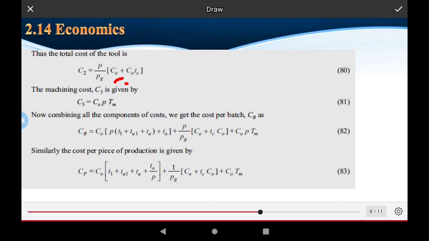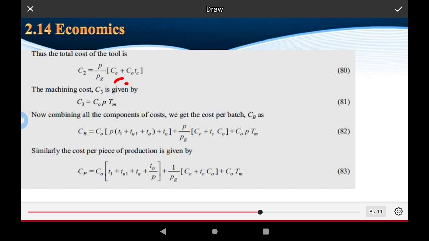Okay, and the second is the machining cost. C3 is the total cost of the tool, and the other cost is the machining cost. So C3 equal to C naught P plus T. Tm is the time of the useful life of tools in this operation.